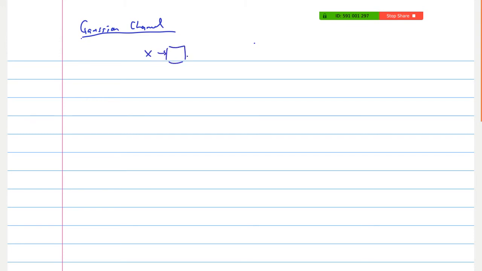So x is continuous. I have y going out, and basically y is just equal to x plus some additive Gaussian noise. Sometimes it's called the additive Gaussian noise channel. So the noise C here will be a Gaussian with zero mean, let's say, and some variance sigma squared.